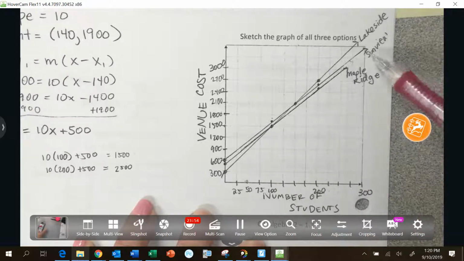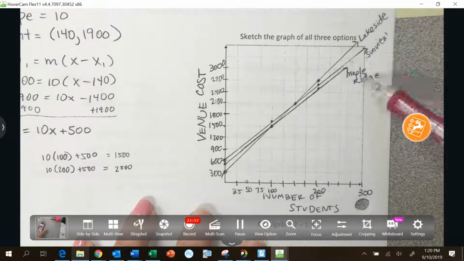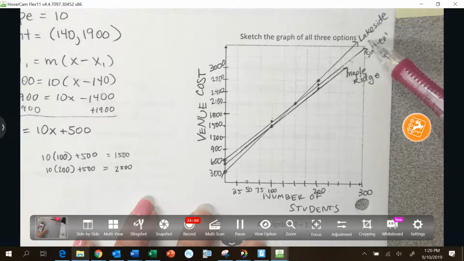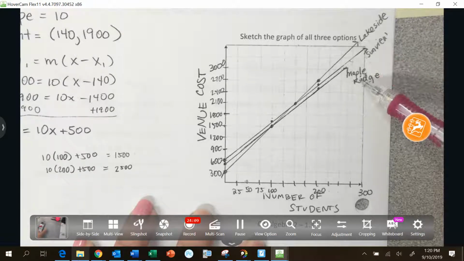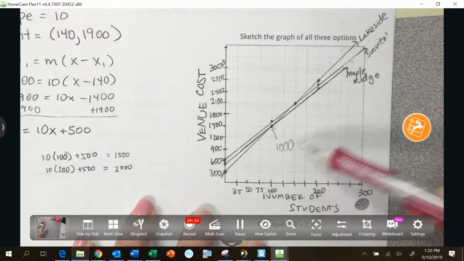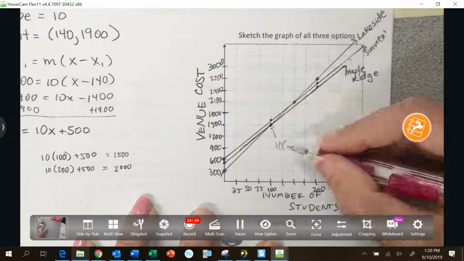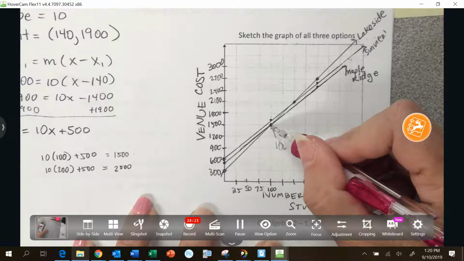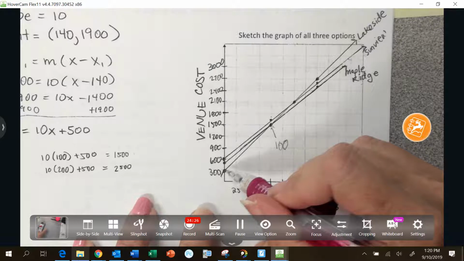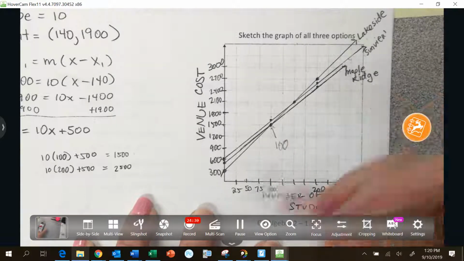So for Sunview and Maple Ridge, when are they the same? I lied. For Lakeside and Maple Ridge, thank you for saying that. Sunview and Maple Ridge are never the same. Lakeside and Maple Ridge, when are they the same? At 100 students. So if you have 100 students or less, you'd want to go with Lakeside. But if you have more than 100 students, you're going to want to go with Maple Ridge.